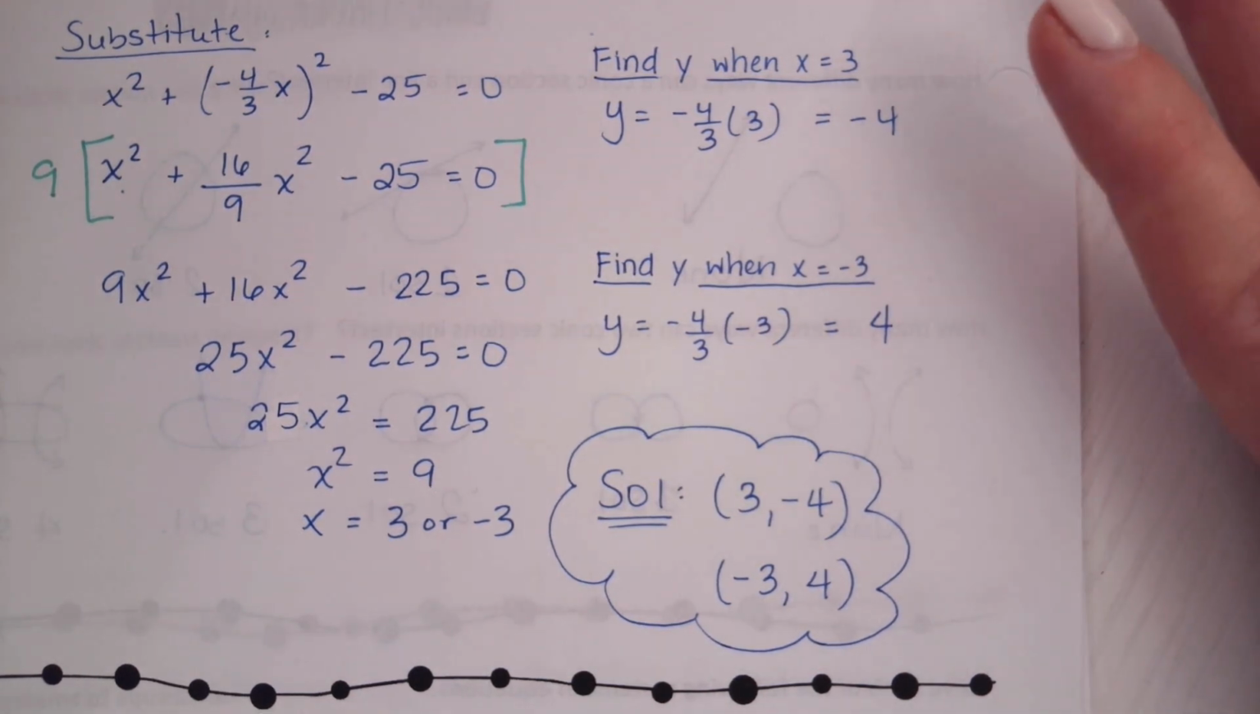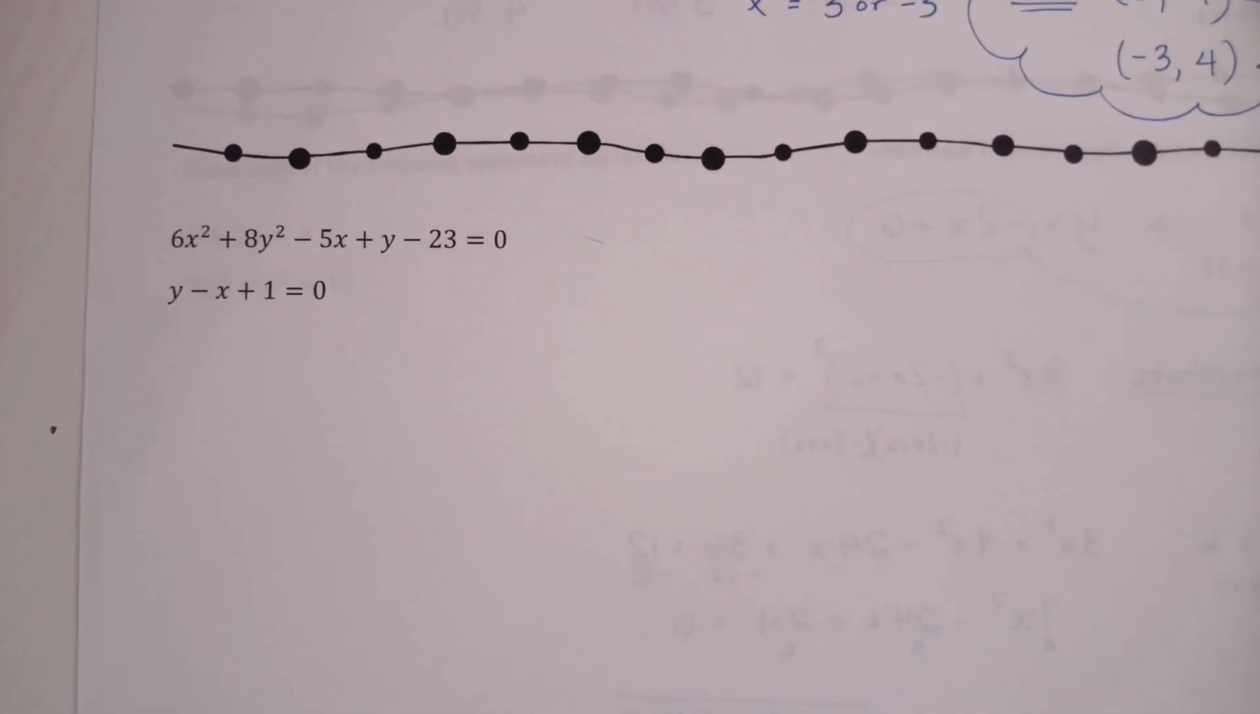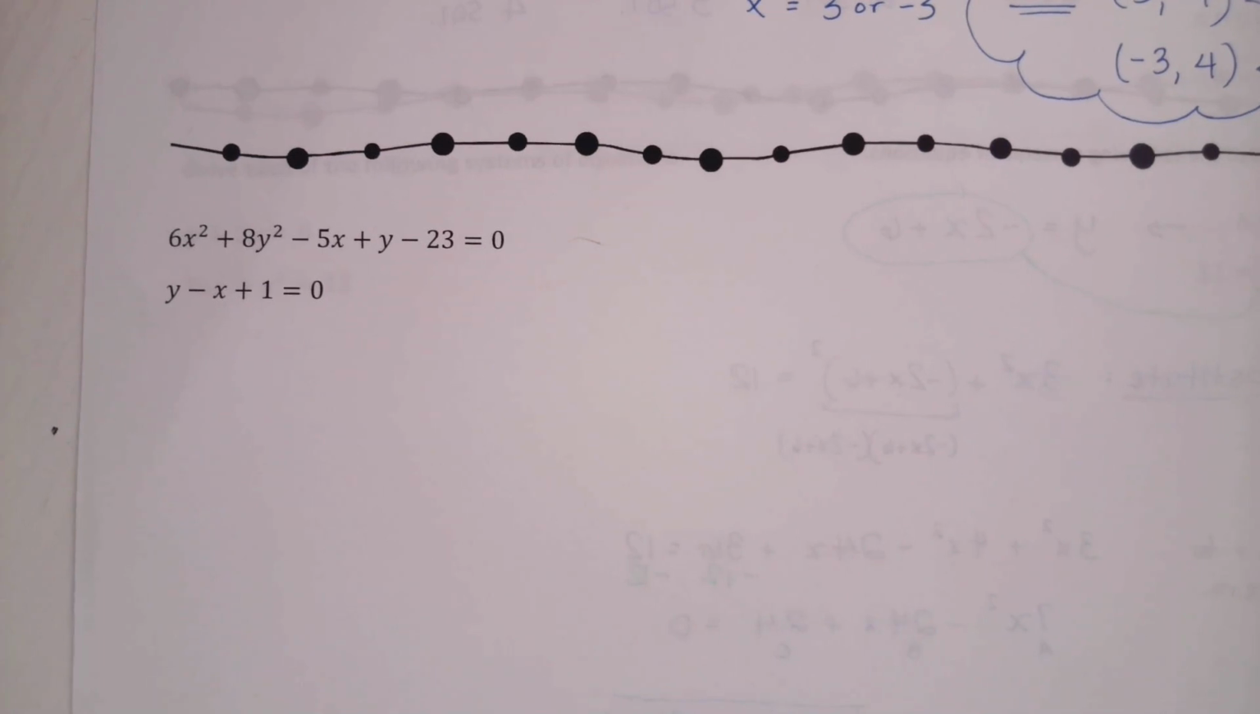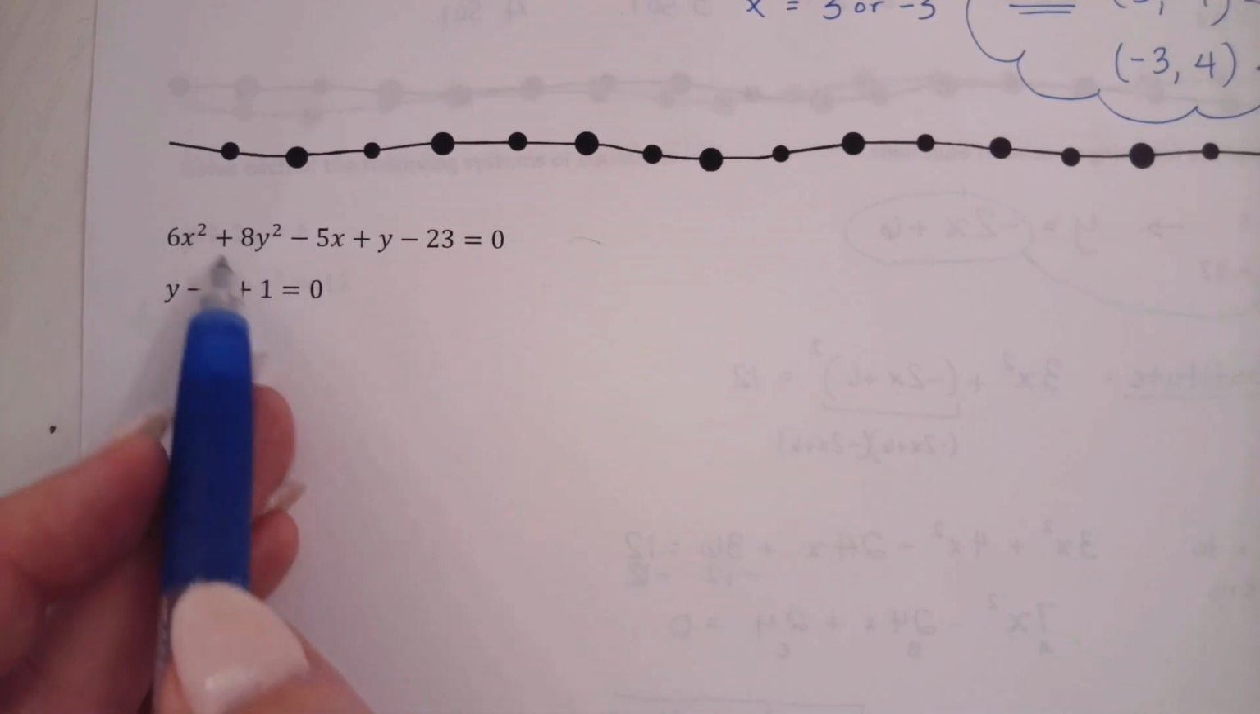And then one last one. What shape is that first one? It's an ellipse again. Good job. Because there's two squared terms that have different positive coefficients.